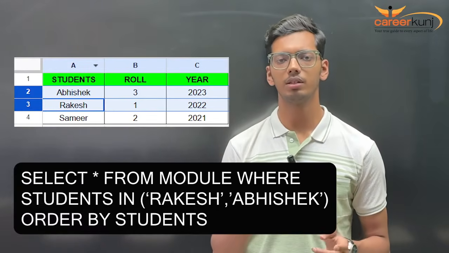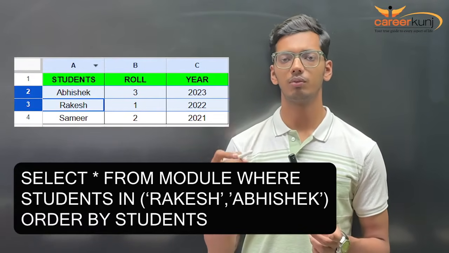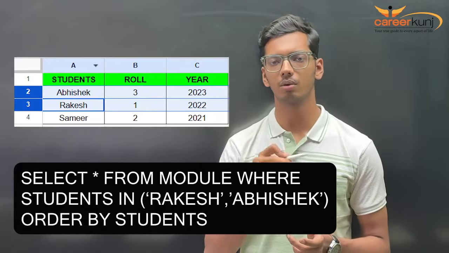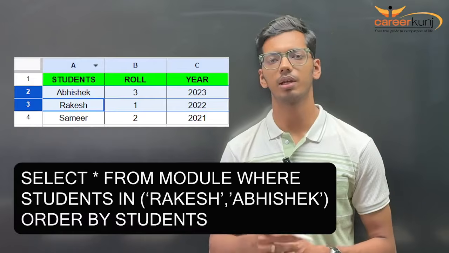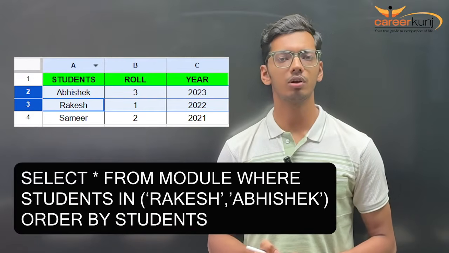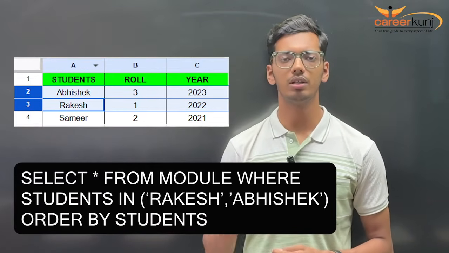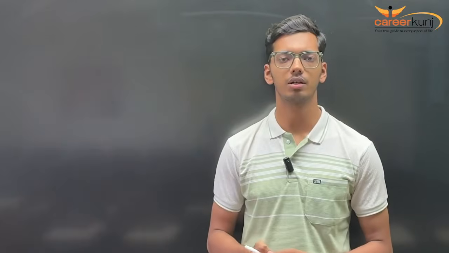So my output will be the same Excel sheet, the same output, but it will be ordered by the name in ascending order by default. By default it takes the ascending order. So my Abhishek will come first, Rakesh will come next. Can we also do the descending order? Yes, we can do. We have to write the keyword DESC. That will make it descending.